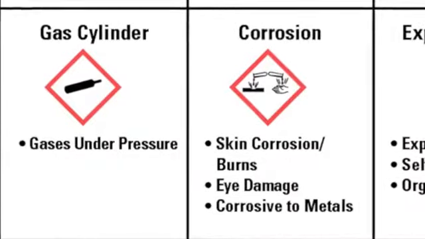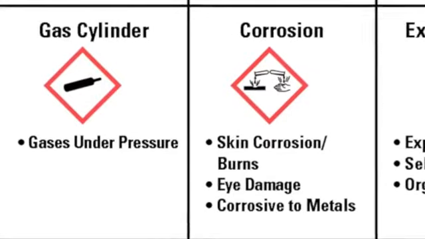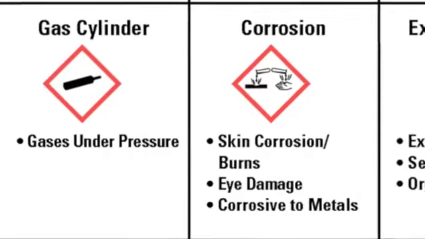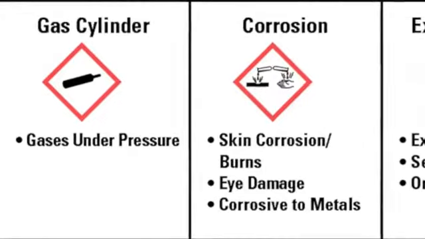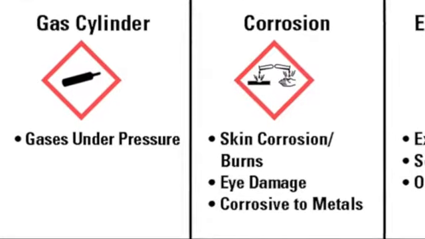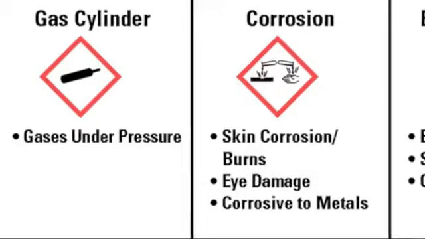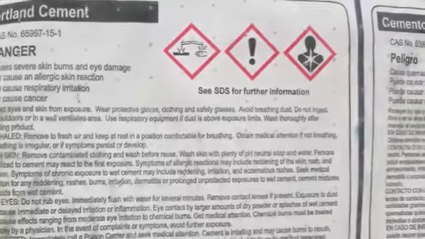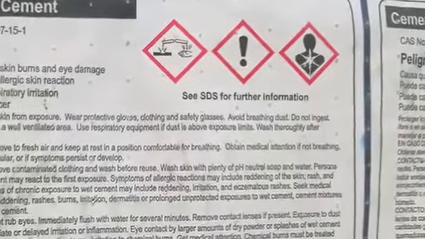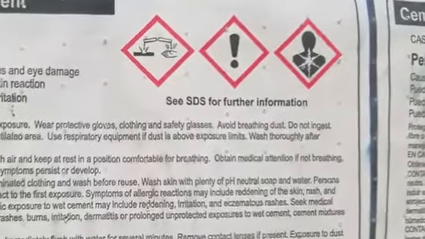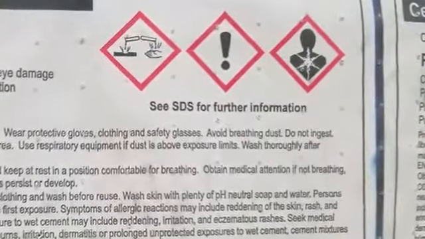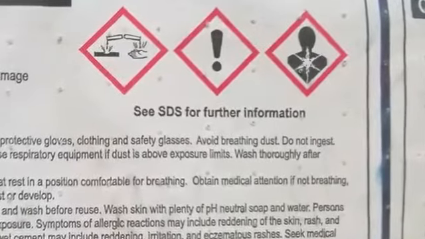The gas under pressure pictogram warns us of the hazards of gases under pressure. Think of the acetylene and oxygen tanks used for welding. While the corrosion pictogram is for those materials that cause chemical burn, such as muriatic acid or lime, which is very alkaline. You may see 2 or even 3 pictograms on a label, but remember that the SDS will provide you more information if you have any questions.